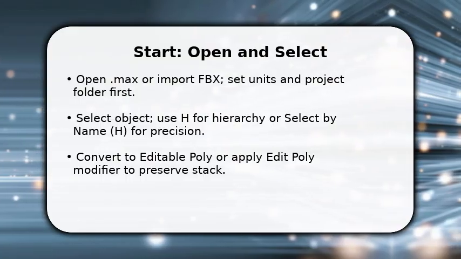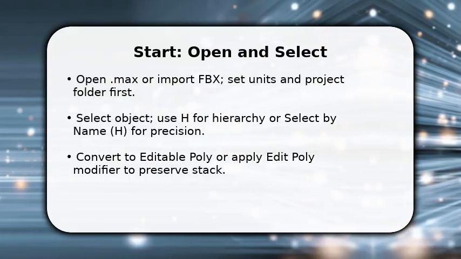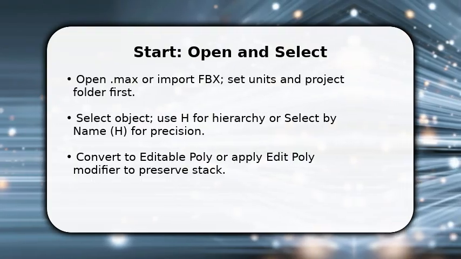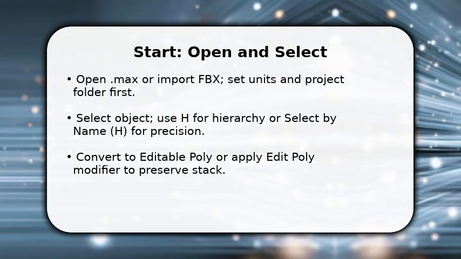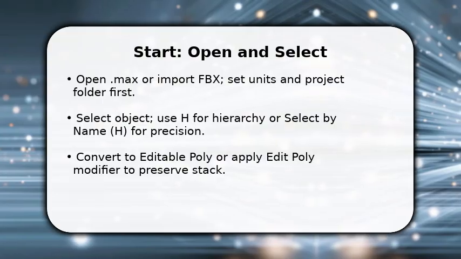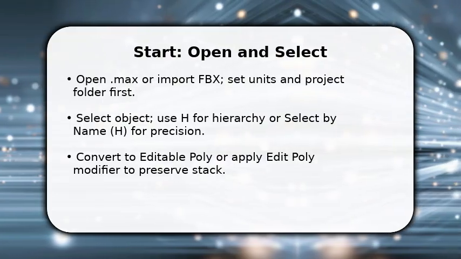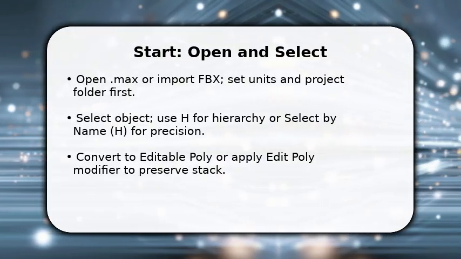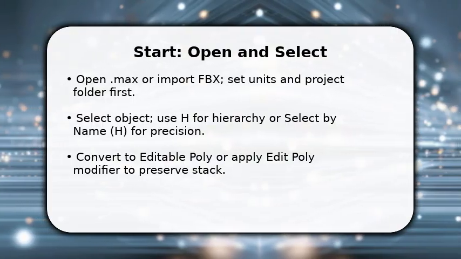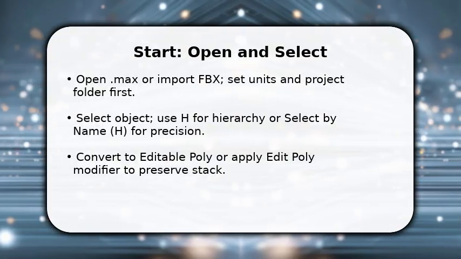This avoids accidental edits. Convert the mesh to editable poly or add an Edit Poly modifier so you can work non-destructively. This lets you toggle sub-object modes like Vertex, Edge, Border, Polygon, and Element. Once done, switch to Vertex mode and inspect topology before editing.